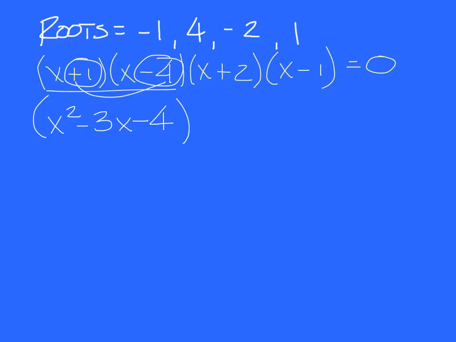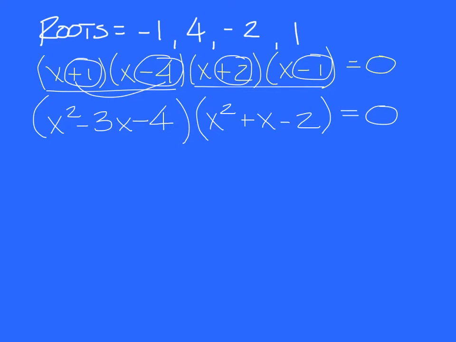x plus 2 and x minus 1. So when I multiply these 2 together, what's my first term? X squared, and what is 2 plus a -1? Positive 1. So that'd be a positive 1x. And then 2 times a -1 is -2. So now you have 2 things to multiply together. They each have 3 items in them.